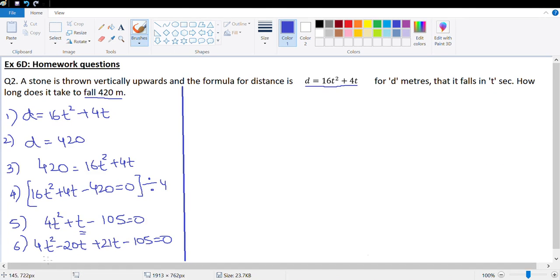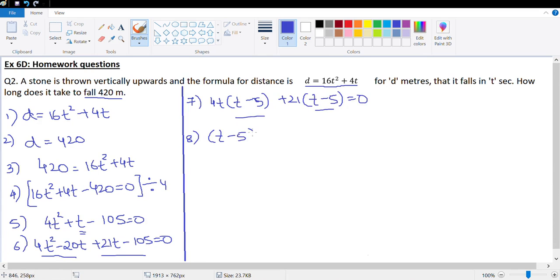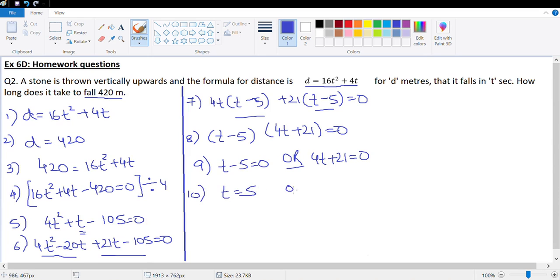Perfect. Let's group it the way I've underlined. What we get is 4t times t minus 5 plus 21 times t minus 5 is equal to 0. t minus 5 is common. So what we have is t minus 5 times 4t plus 21 is equal to 0. This gives us t minus 5 is equal to 0 or 4t plus 21 is equal to 0. This gives me t is equal to 5 or t is equal to negative 21 upon 4. So these are the two possible solutions.